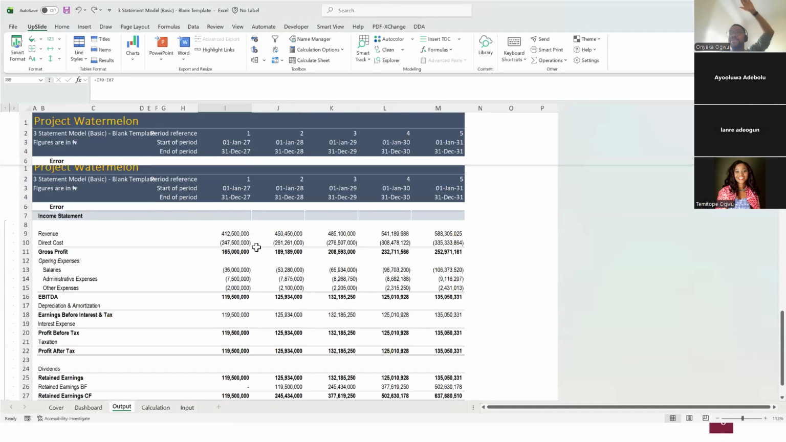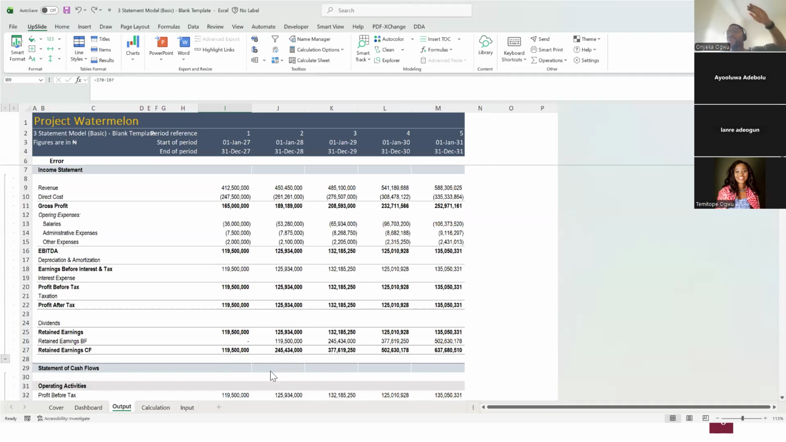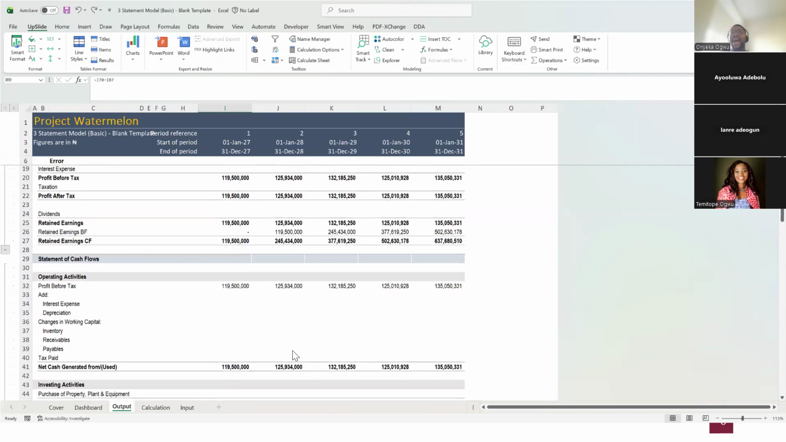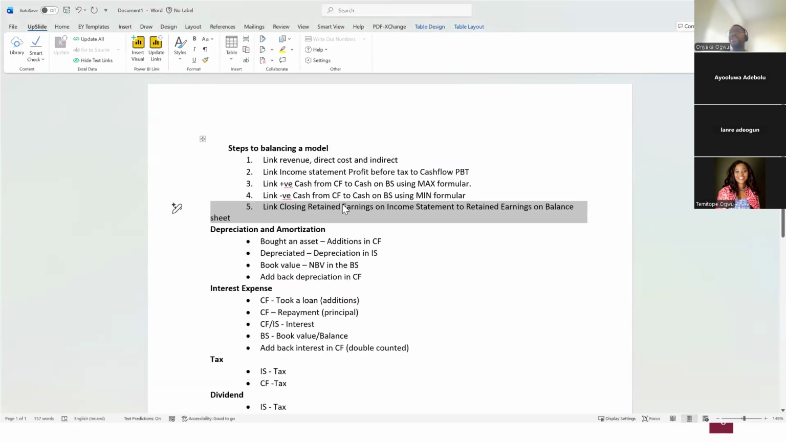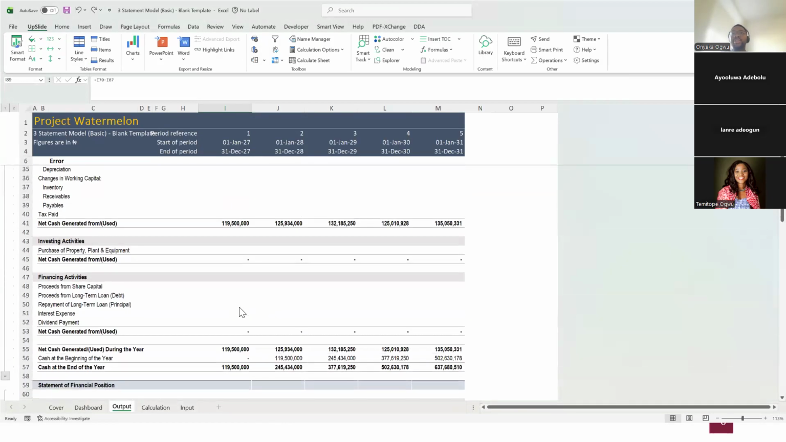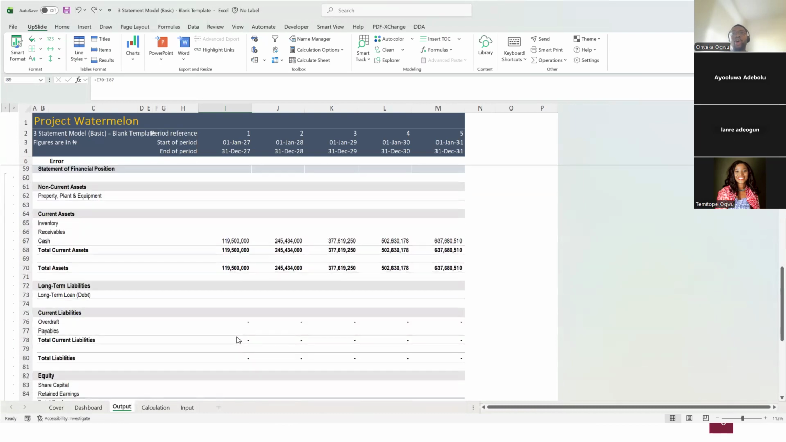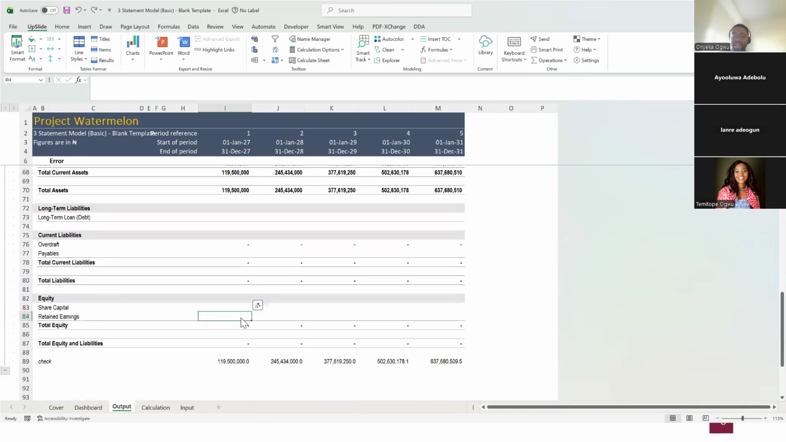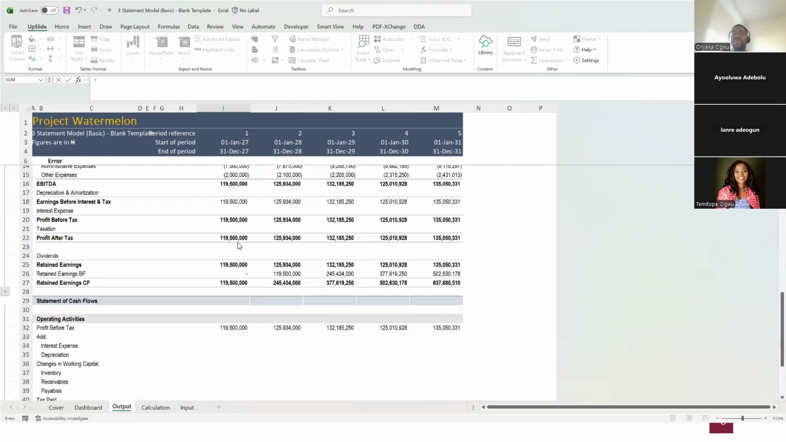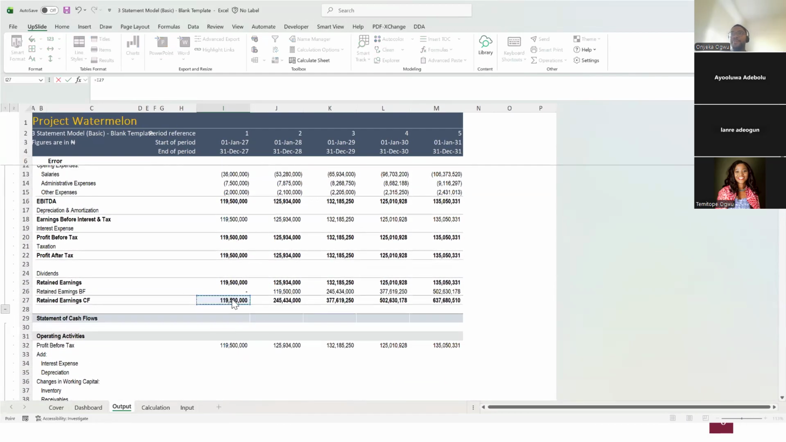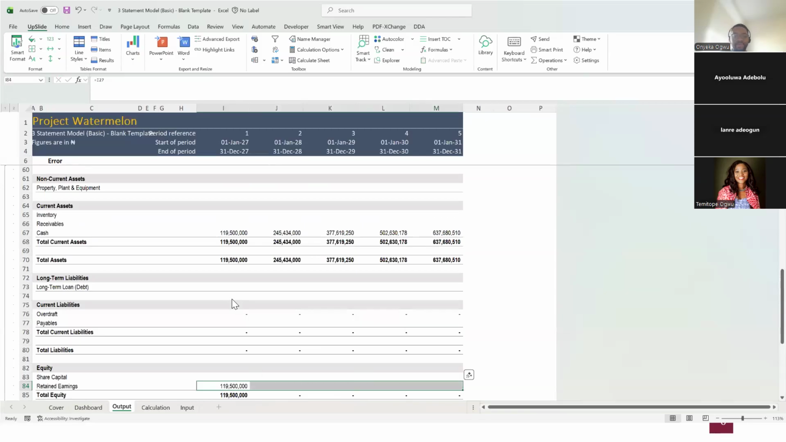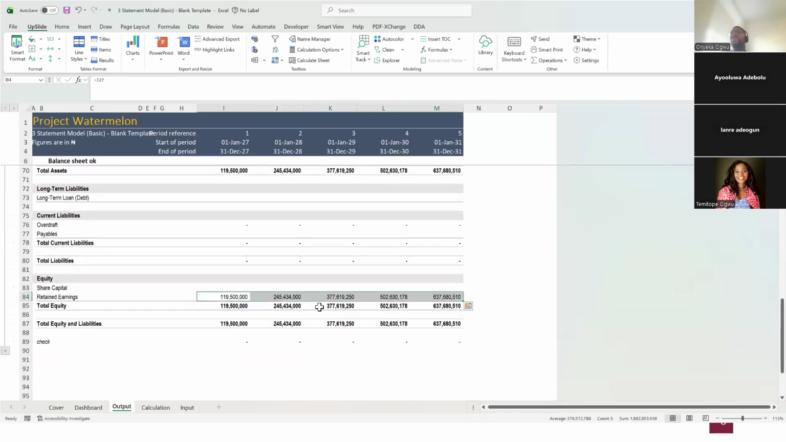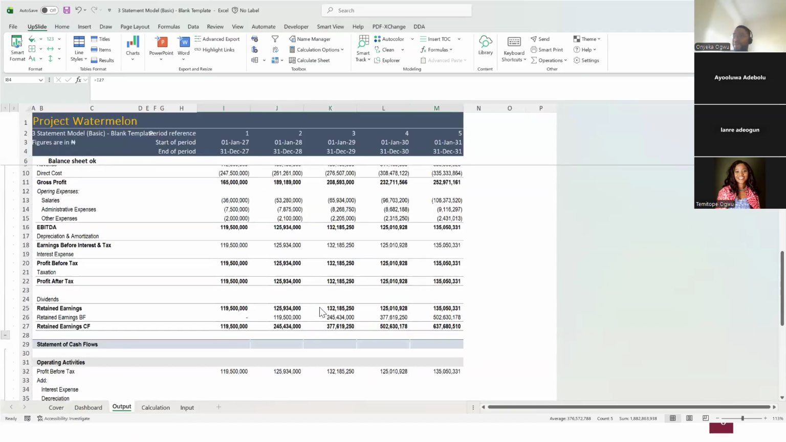So we've linked the income statement to cash flow, and we link cash flow to the balance sheet. The final one is to link the income statement to the balance sheet. What did he say? Link the retained earnings on the income statement to retained earnings on the balance sheet. So we come to retained earnings on the balance sheet, which is here, equals to, we now pick it from the retained earnings on the income statement, which is here. We link it together, and you can see that your model now balances.